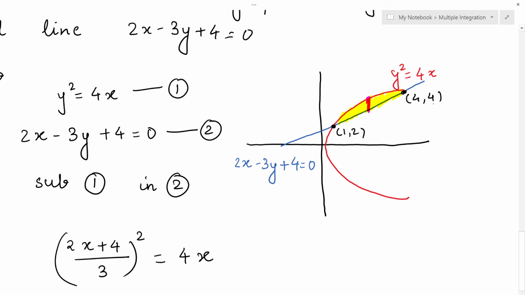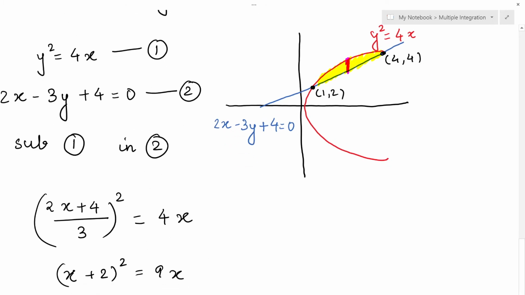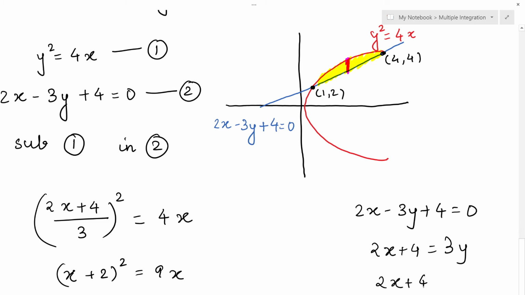So the strip is parallel to the y axis. Where the strip is touching this blue line, what is the equation for the blue line? 2x minus 3y plus 4 equal to 0. So find the value of y from the blue line equation. That will give me the lower limit, right? Okay, this will be my lower limit. Up it is touching y square is equal to 4x, which is nothing but y is equal to under root of 4x. That is my upper limit. And the outer limit: the strip will travel from left to right, so the points will be 1 to 4.